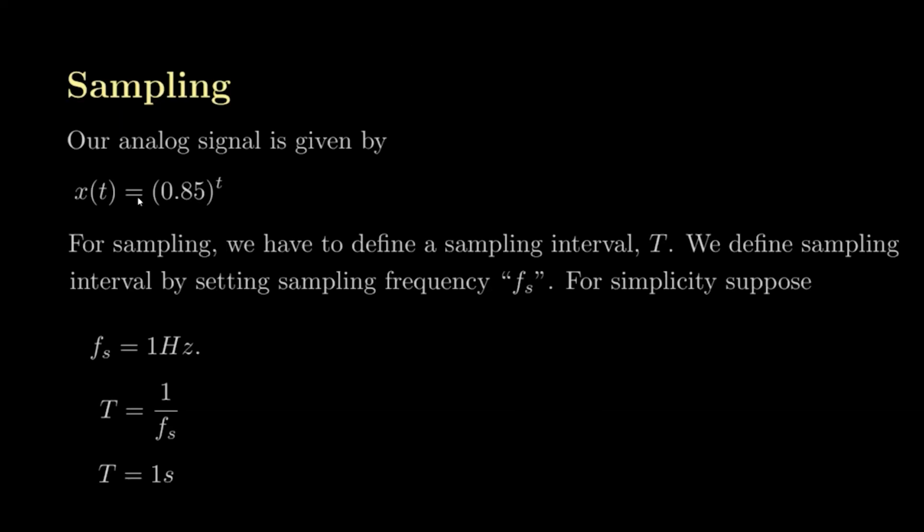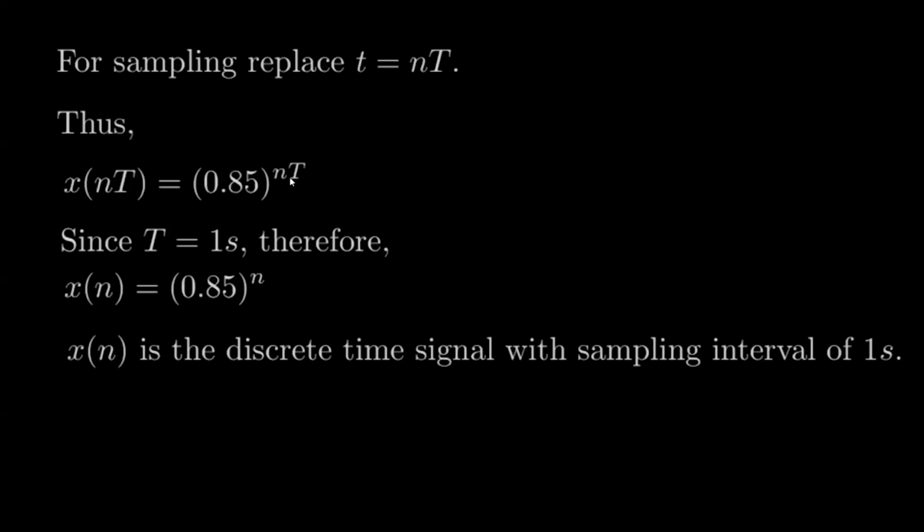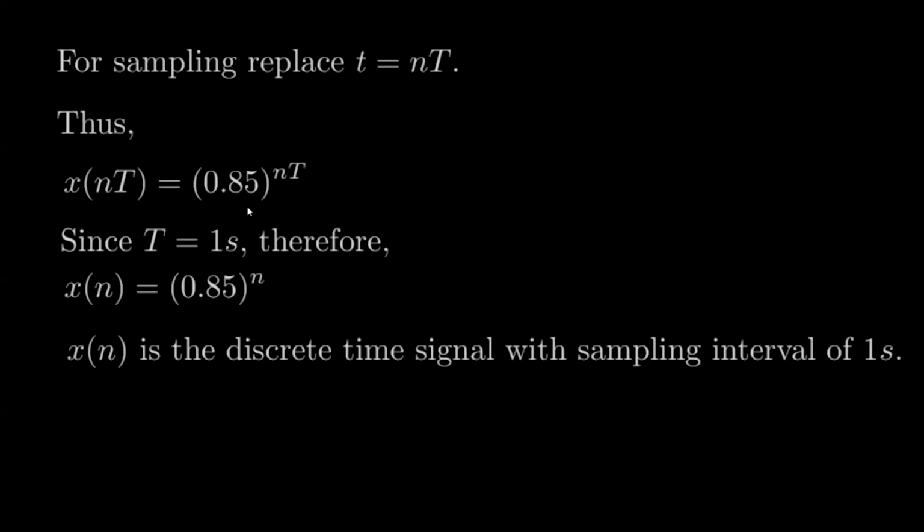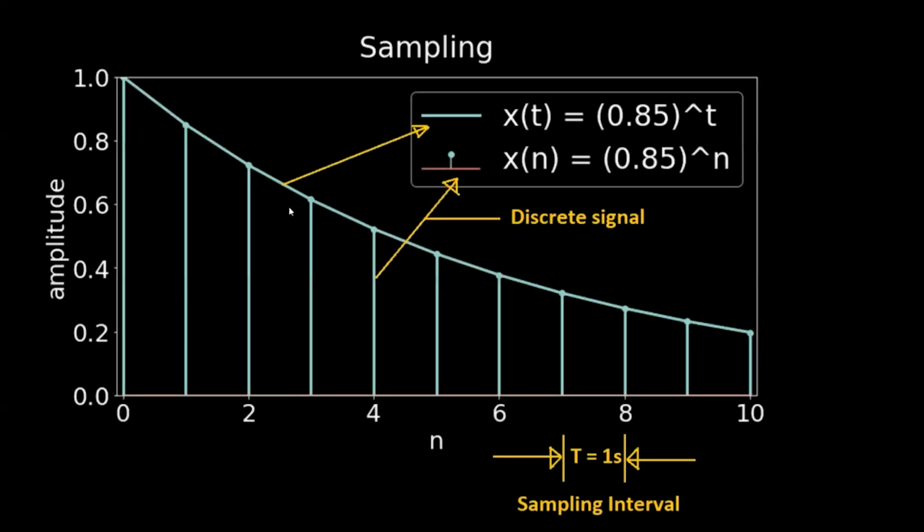From basic physics, we know that time period and frequency are reciprocals of each other. So if the frequency is 1 Hz, the time period will be 1 second. This time period is our sampling interval. The equation that relates sampling frequency and sampling interval is very important because both terms will be used frequently in signal processing. Now, this is our analog signal, and we are performing sampling.